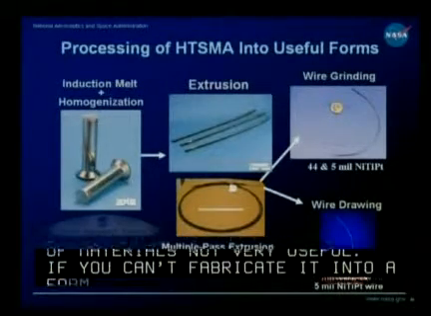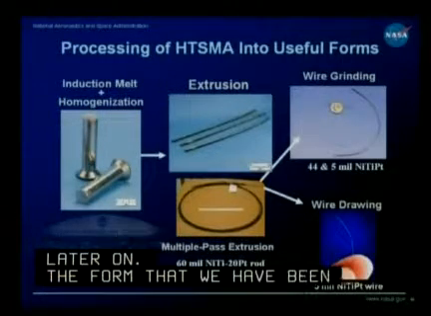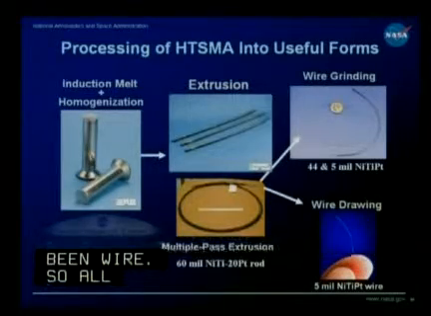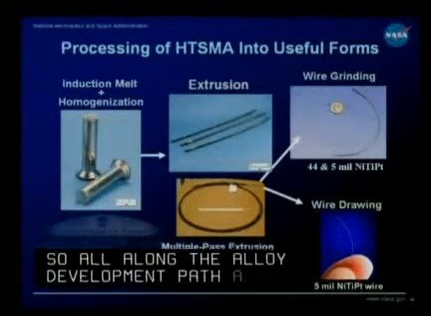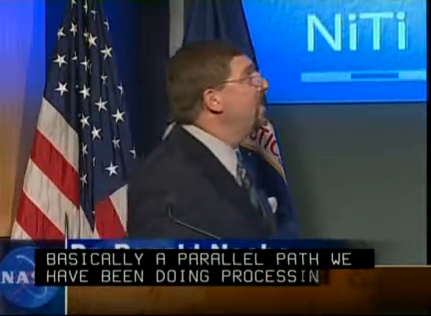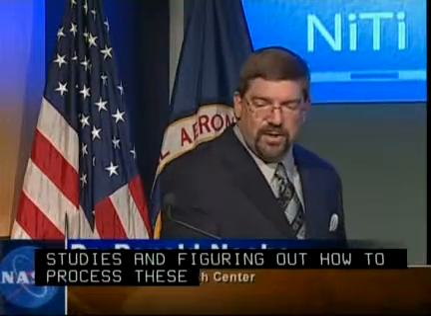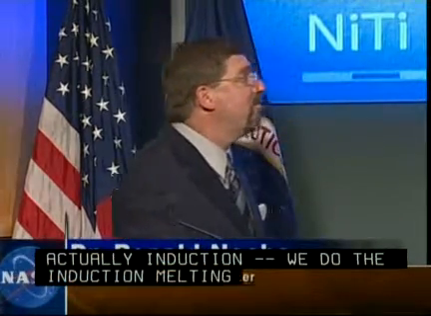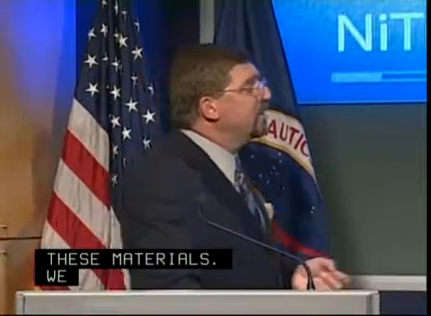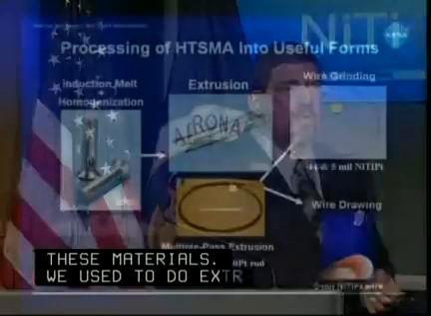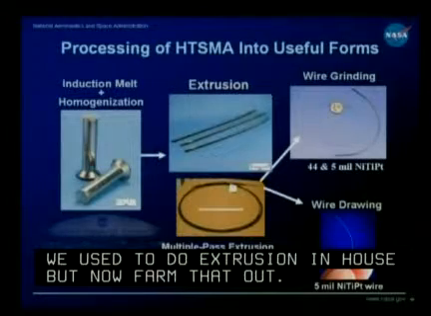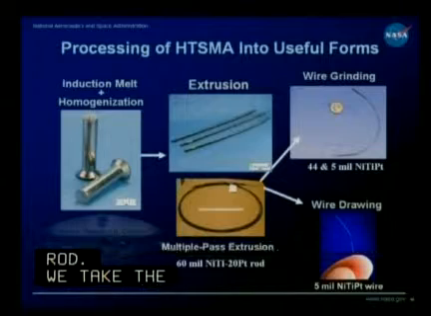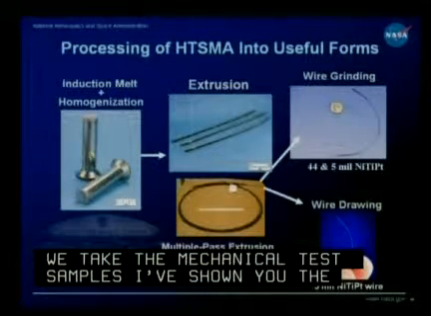And the form that we've been using a lot in our demonstrators has been wire. So all along the alloy development path, and it's basically a parallel path, we've been doing processing studies and figuring out how to process these materials. We actually induction melt, and we do the induction melting in-house at Glenn for these materials. We used to do extrusion in-house, but we now farm that out. So we'll take the ingots that we induction melt, we homogenize them, we have them extruded into rod, and from that rod we take the mechanical test samples that I've shown you all the data that we've generated. Or we can take those rods and have them re-extruded into finer diameter rod.